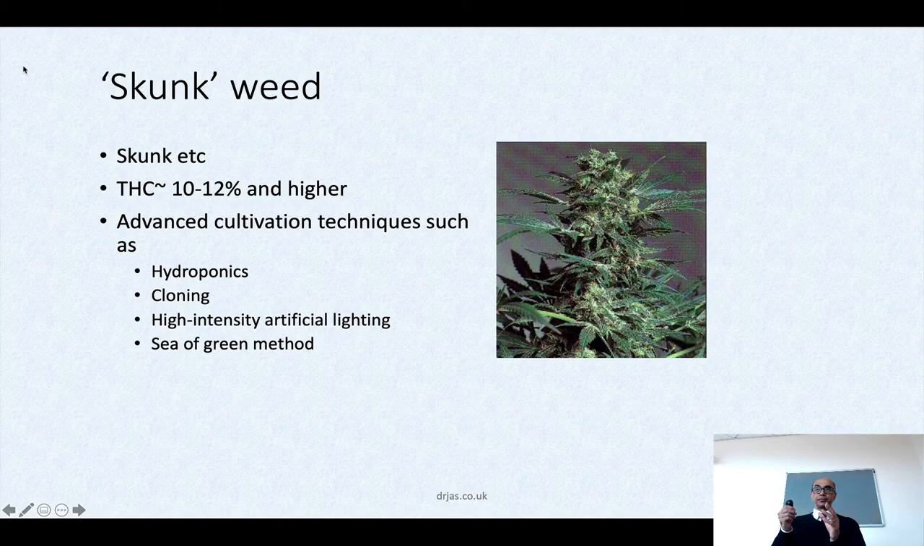These particular varieties of cannabis were specifically bred for the purpose of developing plants which yield a high potency, a high yield of THC. There are also certain growing techniques, such as lighting and irrigation, that will lead to an increase in the THC amount in the weed. What's the sea of green method? That's just where you've got lots and lots of plants all together, grown indoors, rather than just grown wild.